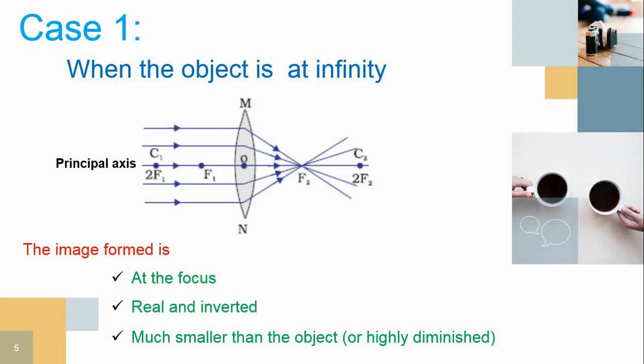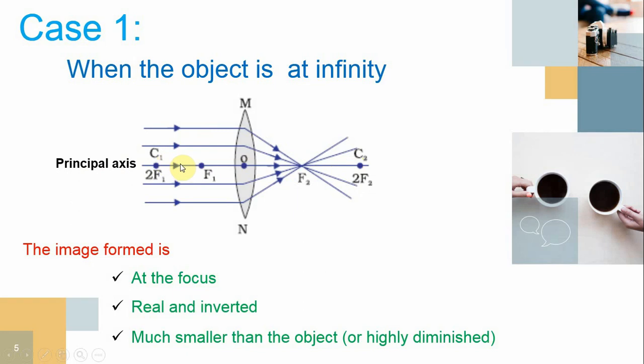The first case, when the object is at infinity, the object means candle or light bulb. So the light comes from infinity. All the rays are parallel to each other. These parallel rays are parallel to the principal axis. This is the principal axis. These are the light rays. These light rays are parallel to the principal axis.